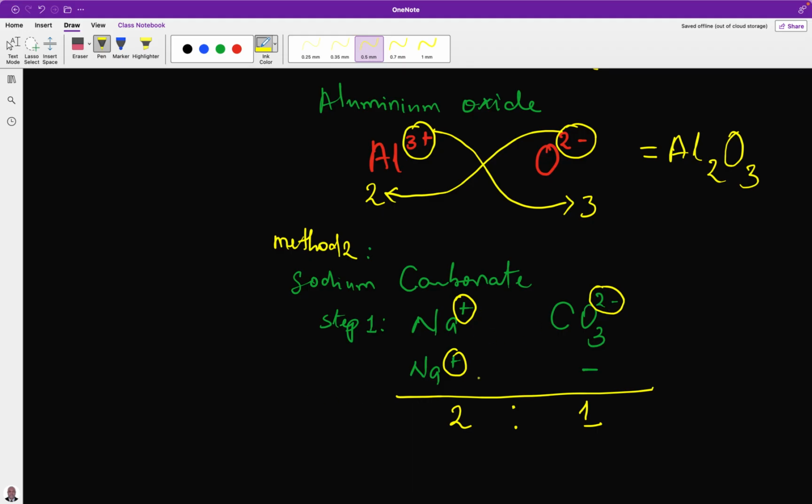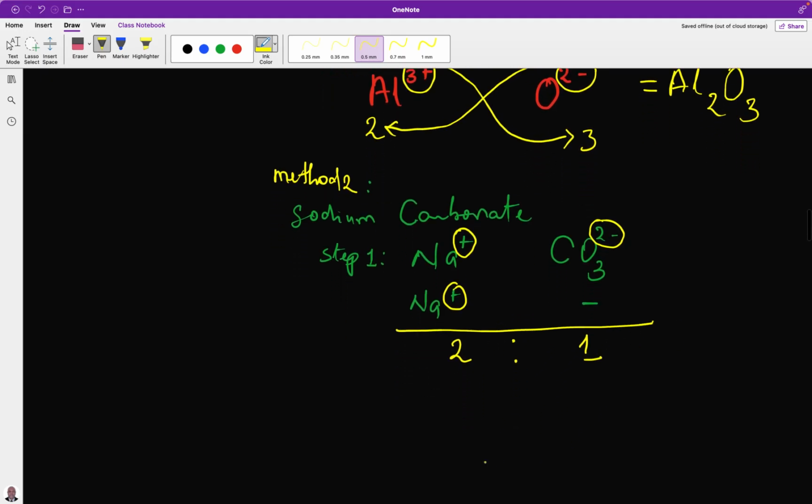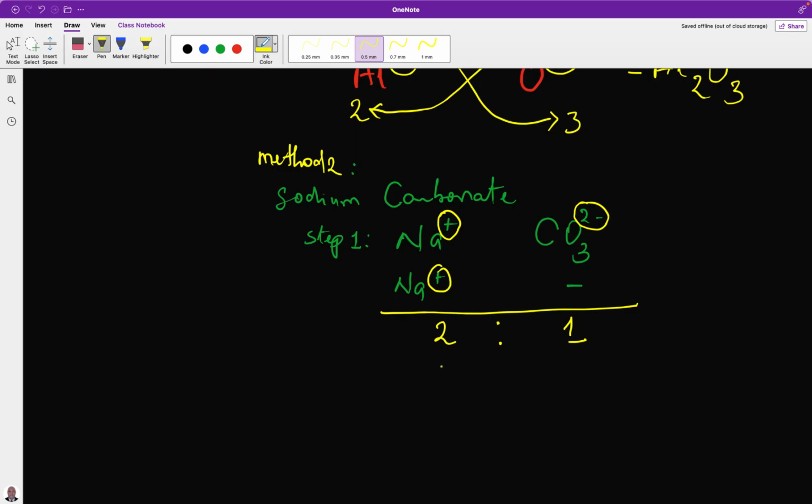Let's add up our charges. You'll see that there are two ions here that have made up 2 plus, and there's only one ion here that has made up 2 minus. So we are going to write our formula based on the ratio. The ratio of our compound will be sodium to carbonate. That is how you can write it.